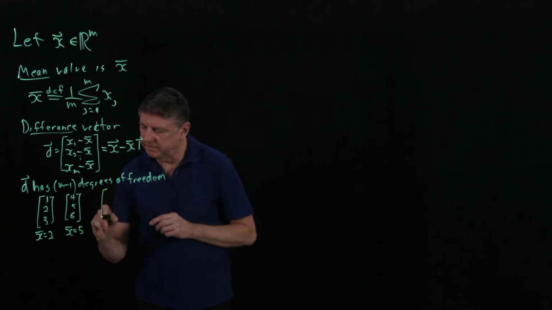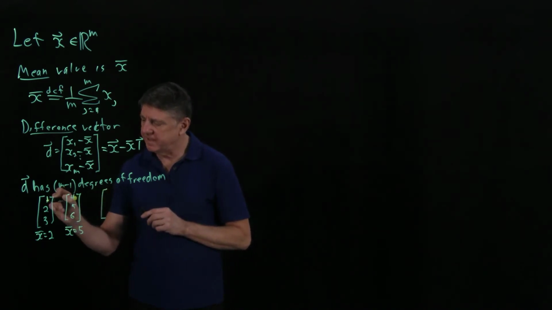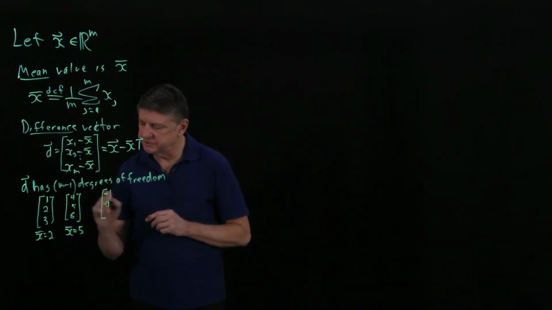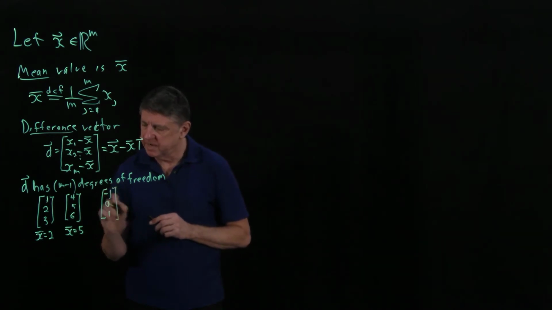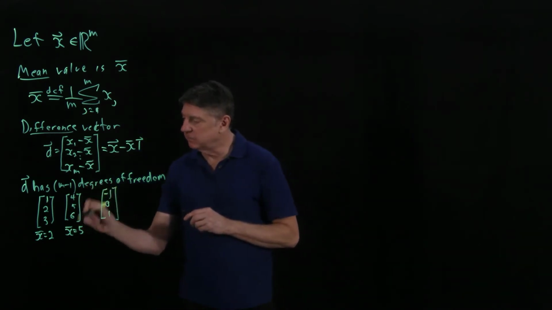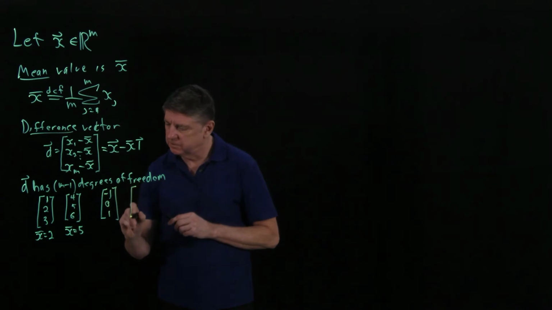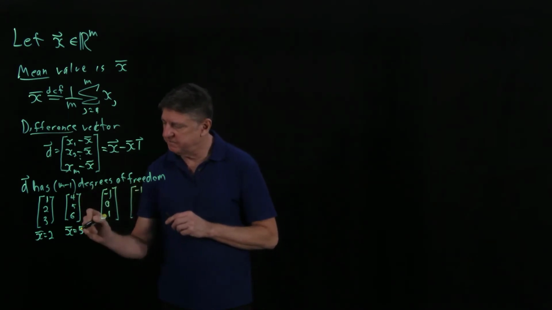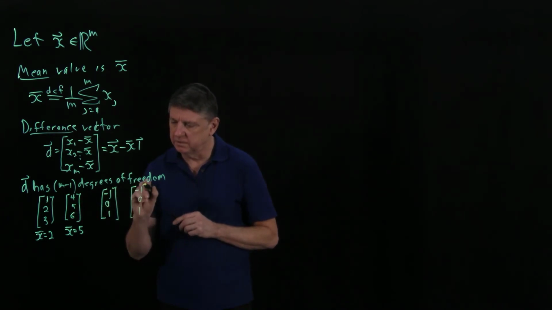So for this, what's the d vector? Well, that would be this value minus 2 is minus 1. This minus 2 is 0. This minus 2 is 1. And what's the difference vector for this? Well, that would be 4 minus 5 is minus 1. 5 minus 5 is 0. 6 minus 5 is 1.